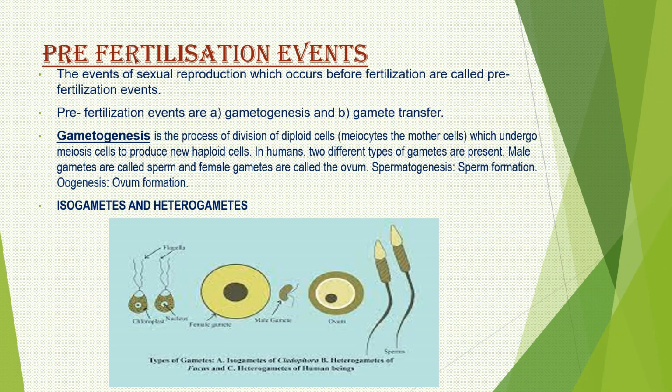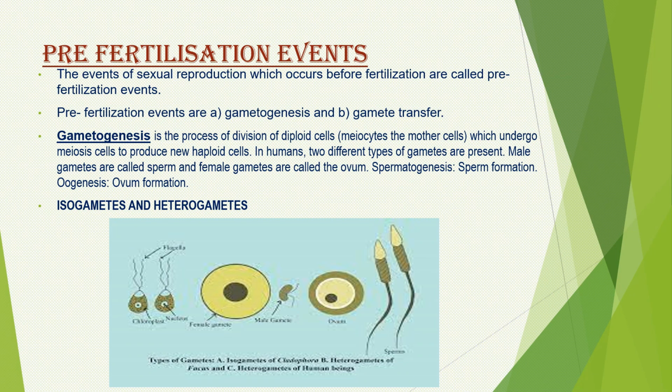What are gametes? Gametes are haploid. The diploid cells or the meiocytes undergo cell division, meiotic division, and produce haploid cells. For example, in human beings, the chromosome number is 46. So the diploid cell has 46 and the haploid gametes will have 23. So the gametes will carry the genome of the parents, 23 chromosomes from one parent, 23 from the other parent.